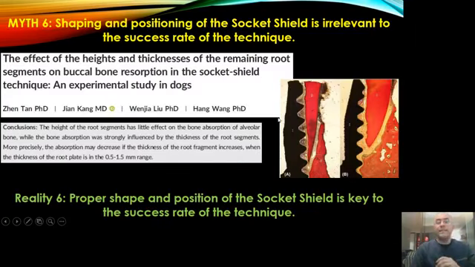Myth number 6: shaping and positioning of the socket shield is irrelevant to the success rate of the technique. Meaning, you can just leave whatever section or part of the root attached to the buccal plate and call it your socket shield. And the reality is, it's not. Proper shape and position of the socket shield is key to the success rate of the technique. So we need to spend some good time on reshaping and repositioning the level of the shield itself.